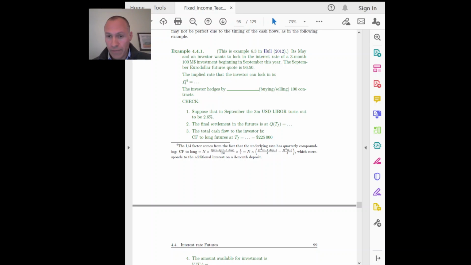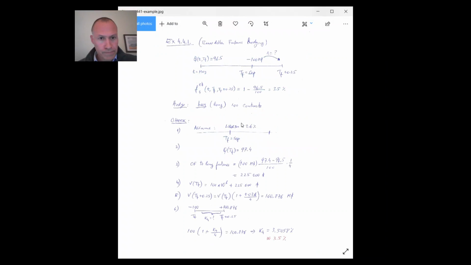Right. So let me open the timeline here. All right. So again, it is May today. The market is this. I can observe the futures quote at 96.5. I want to lock in an investment that will start in September. This is what we call T_F, right? I want to fix this rate. So if I use these futures, what rate am I guaranteeing? So the forward rate that is implied by this quote is, again, what is left to 100, so 3.5%, right? What is my strategy?